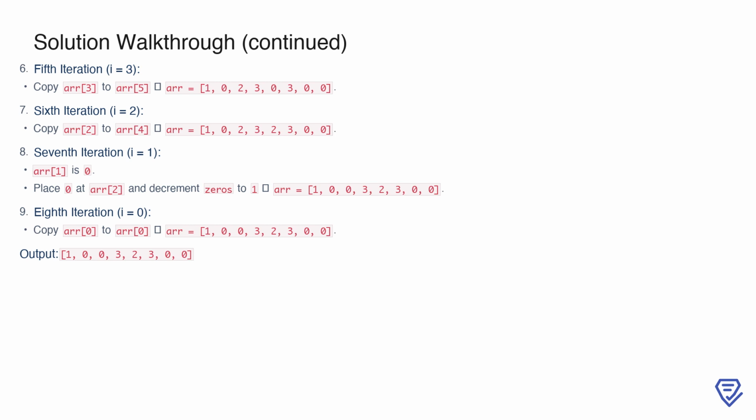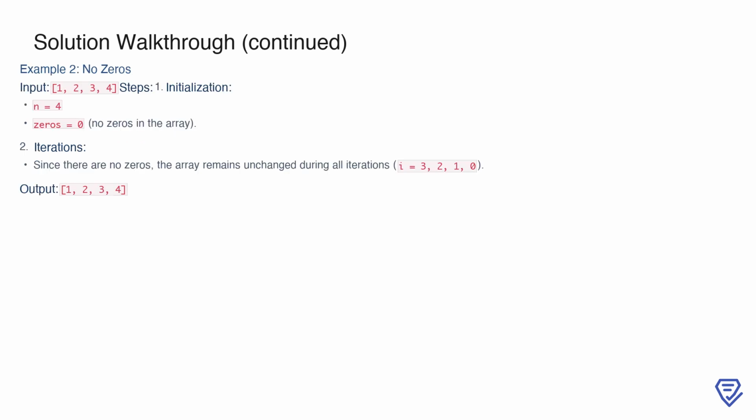Finally, for i equals 0, we copy arr[0] to itself, leaving the array unchanged. The final output of this example is 1, 0, 0, 3, 2, 3, 0, 0. Now, let's consider the second example where the input array is 1, 2, 3, 4.